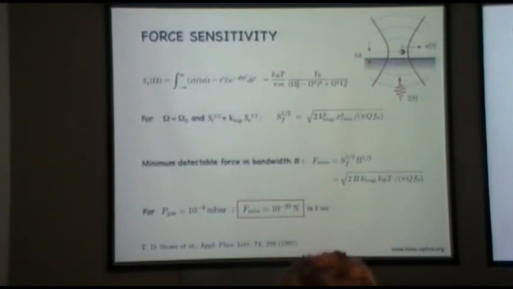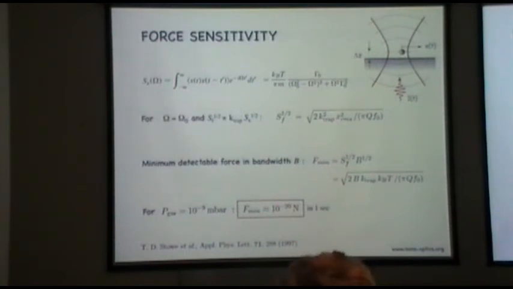Now, I mentioned that we can generate very high Q factors, 10 to the 11. And if we have such a high Q factor, we achieve also very high force sensitivities. I will skip through this. This is in the literature. But basically, the minimum detectable force in a certain bandwidth can be expressed in this form. So what we have in here is the ratio of the temperature to the Q factor. So the higher the Q factor is, the lower is the force that we can detect. And we can detect with a Q of 10 to the 11 forces that are 10 to the minus 20 newtons.